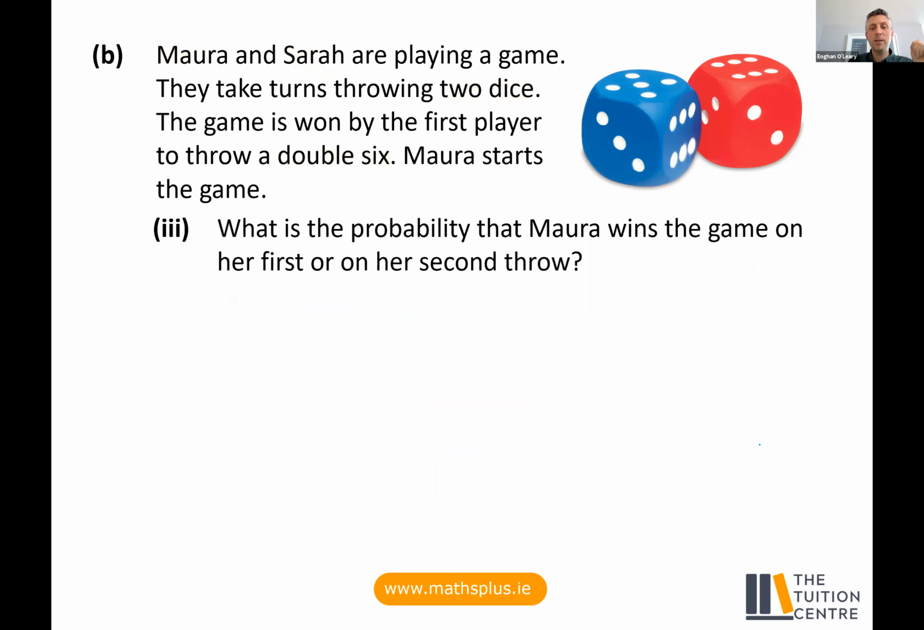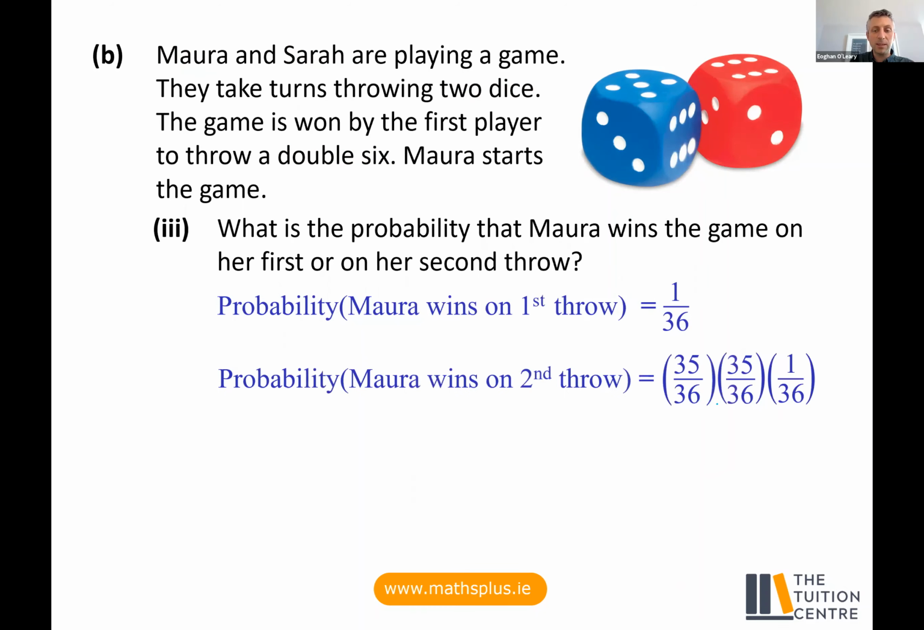What is the probability that Maura wins the game on her first or second throw? Well, the probability that she wins on the first, we know, is 1 over 36. The probability that she wins on the second is similar to the last question. For Maura to win on her second, Maura would have to lose or not get a double 6 the first time around. Sarah would have to do the same. So it's 35 over 36 times 35 over 36. And then Maura would have to win by getting the double 6 on her second throw. So it's 35 over 36 times 35 over 36 times 1 over 36.